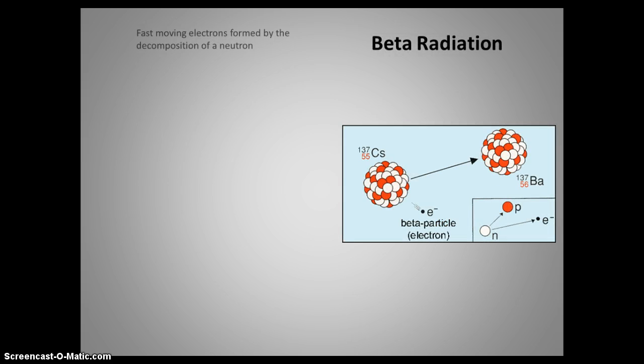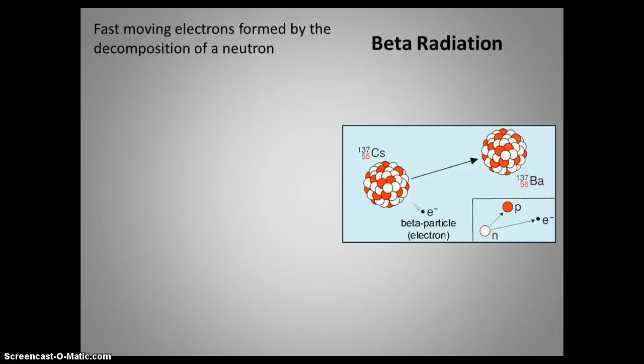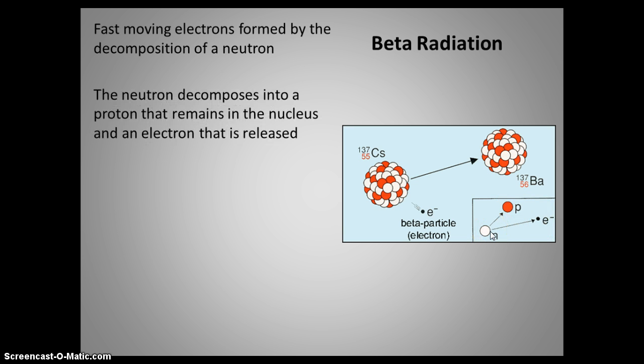Next is beta radiation. Beta radiation consists of fast-moving electrons formed by the decomposition of a neutron. So this neutron is going to break down. They're neutral. And it's going to give us a proton, which has a positive charge, and an electron, which has a negative charge. Negative and a positive make a neutral. This neutron is going to decompose into a proton.